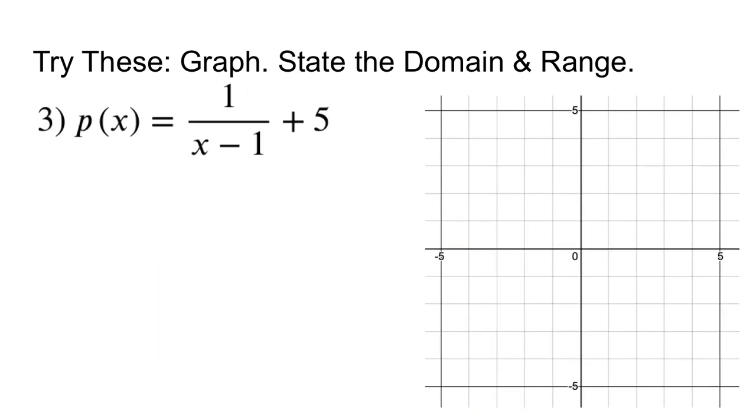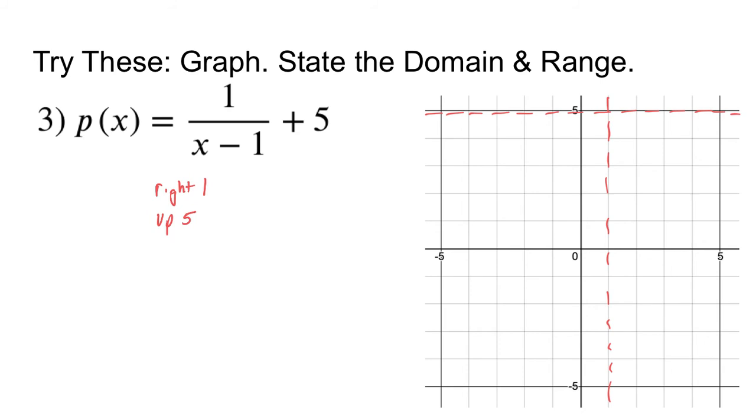P of x equals 1 over x minus 1 plus 5. You should see that this moved to the right 1 unit and up 5 units. I'm going to be in trouble with this graph, but it's okay. Right 1 unit puts my vertical asymptote here at x equals 1, and up 5 units puts my horizontal asymptote here at +5. So again, that vertical asymptote at x equals 1 and the horizontal asymptote at y equals 5.